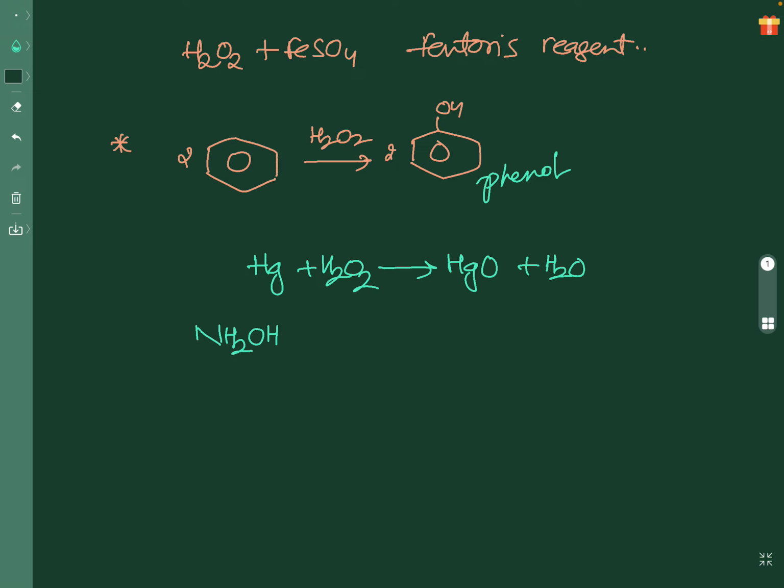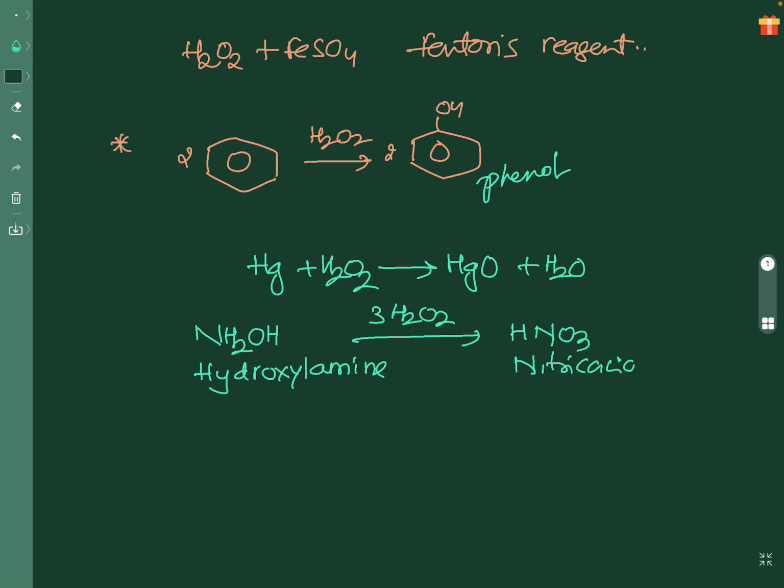NH2OH is called hydroxylamine. Hydroxylamine, when you are treating with hydrogen peroxide, is converted to HNO3. HNO3 is nitric acid. You can check the balanced equation. It is forming H2O here. It is a very special reaction. Hydroxylamine is oxidized to HNO3. Very, very special reaction.